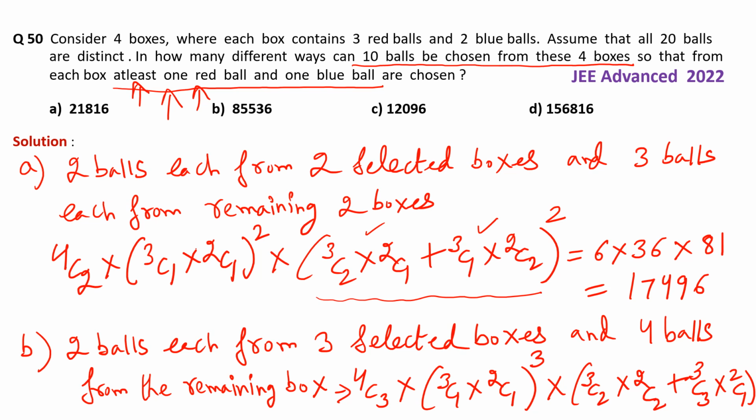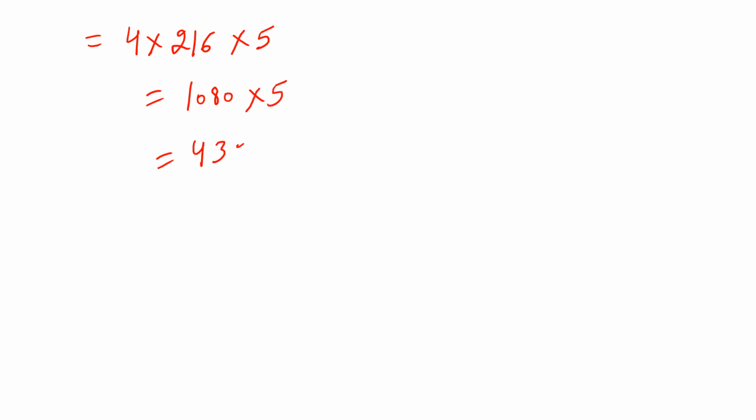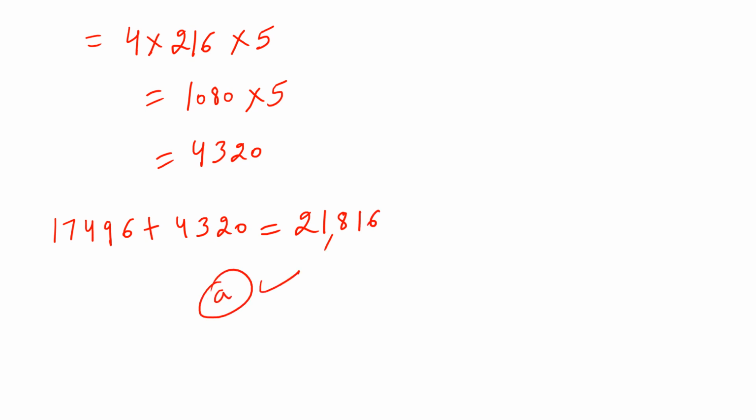Now students, we move further. The value from the second case comes as 4 into 6 cube, which is 216 into 5. And this comes as 1080 into 4, or 4320. Now students, just add the values obtained from both the cases. So it becomes 17496 plus 4320, and this finally becomes 21,816. So that means option A is the correct one.